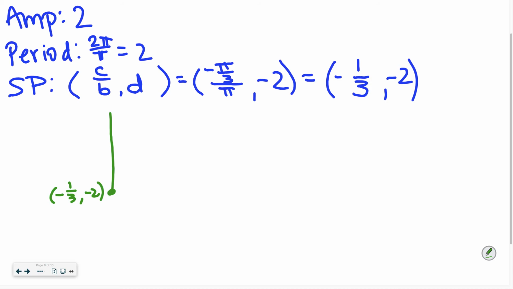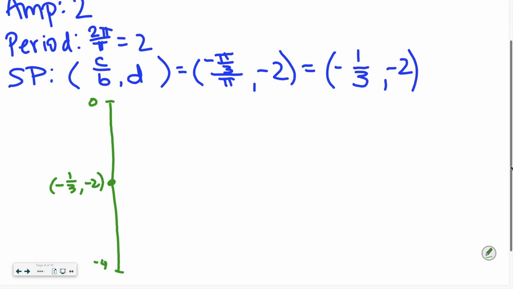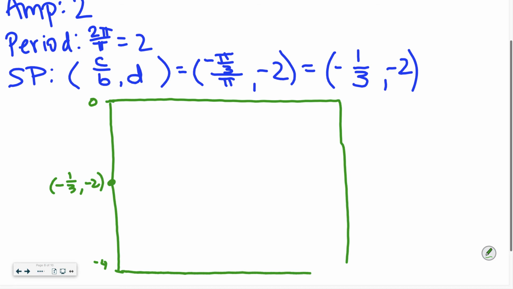Where would my y value be at the top? 0. And at the bottom? Negative 4. Okay. And then we are going to go over the length of the period, which is 2.